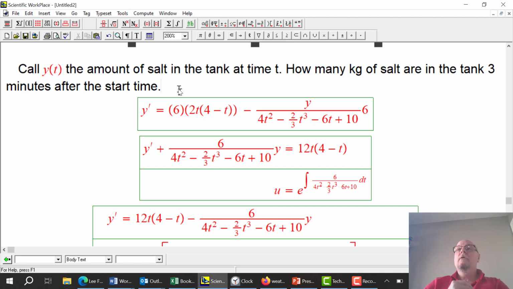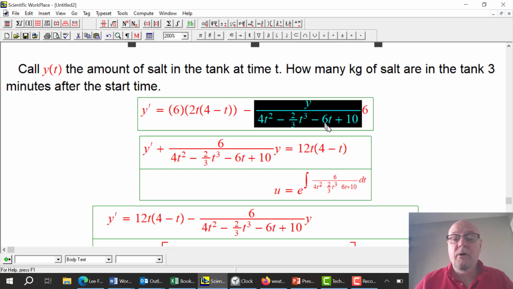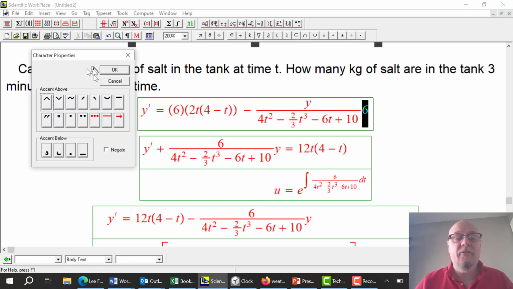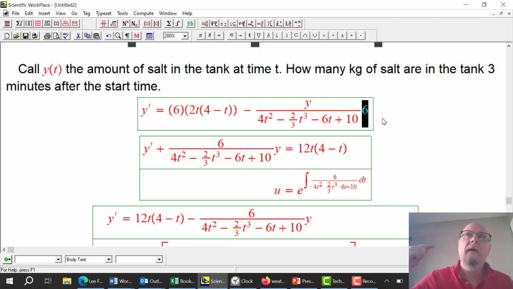All right, let's follow through the regular procedure we do. In is kilograms per liter times liters per minute. Liters per minute is not a constant anymore, it's a function, minus, again, concentration. Our concentration is kilograms per liter. The liter is not a constant, times this 6. That 6 is a concentration. So in and out are concentration times flow rate.